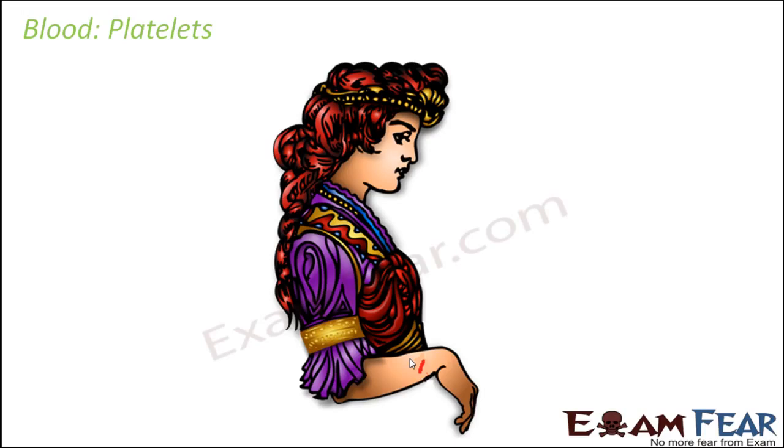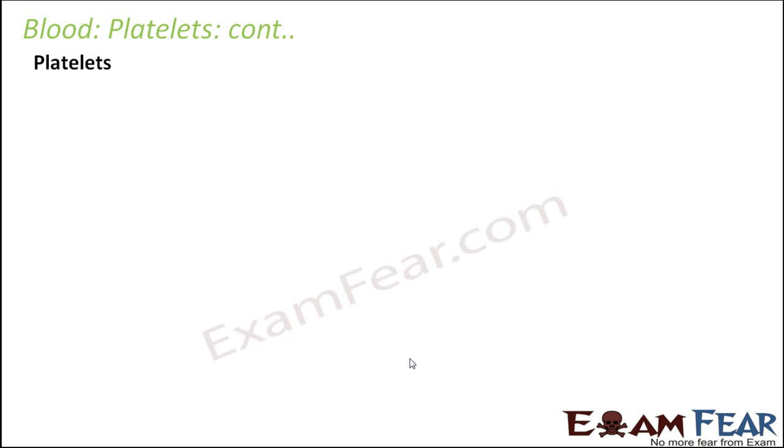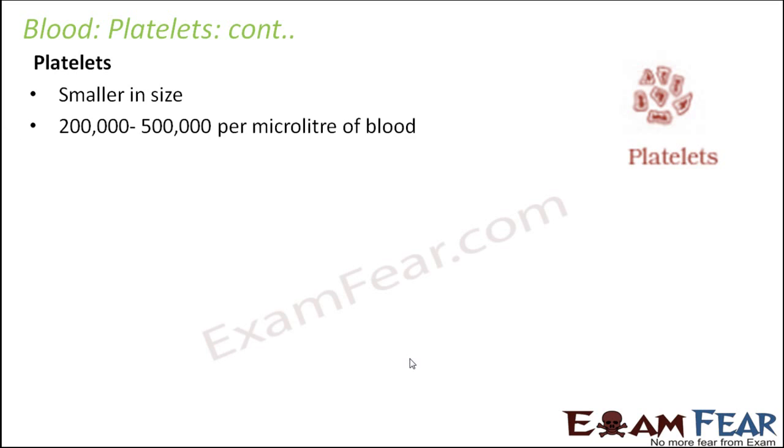The one who is responsible for this clotting of blood is this component of blood, platelets. Platelets are extremely small in size when compared to RBCs and WBCs. They exist in large numbers, maybe around 2 to 5 lakhs per microliter of blood, which is still less than the RBCs because they were in millions per microliter. They help in blood clotting. That is the most important part about the blood platelets. So here you can see they are quite small cells.